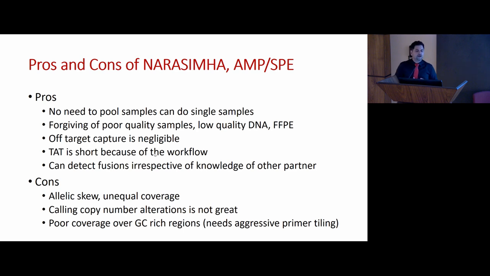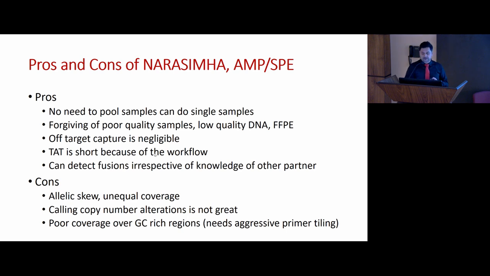So pros and cons of this: no need to pool samples. You can do a single sample at a time. Forgiving of poor quality samples, low quality DNA, FFPE, off-target capture is negligible, TAT is short, can detect fusions irrespective of knowledge of the other partner.